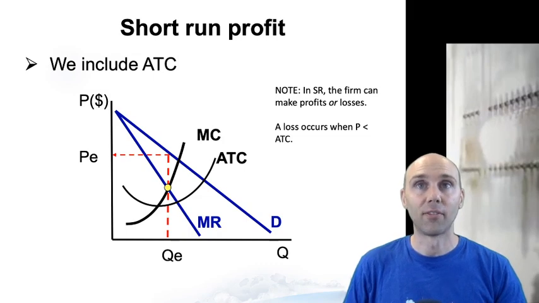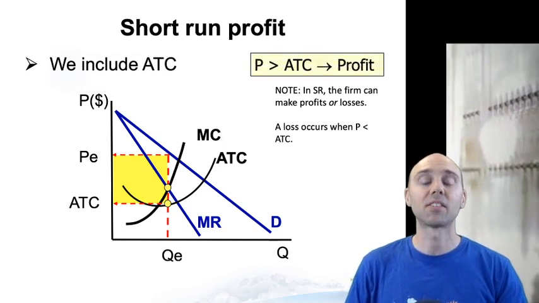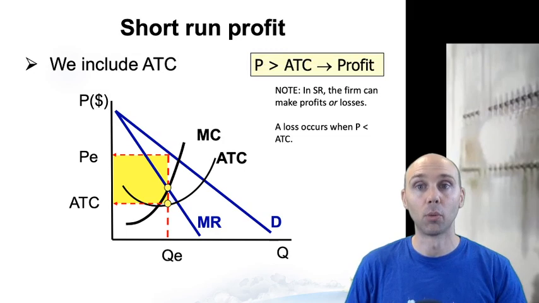As long as there's a vertical distance, which is that part of the dotted line between the price and the average total cost curve at QE, that means we can end up with an area of profit, positive economic profits. So that's the short run feature that's similar to a monopoly.